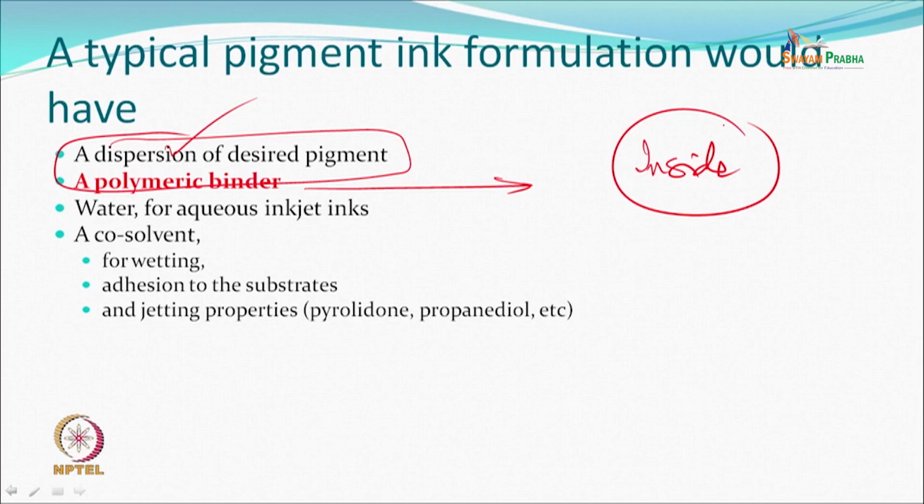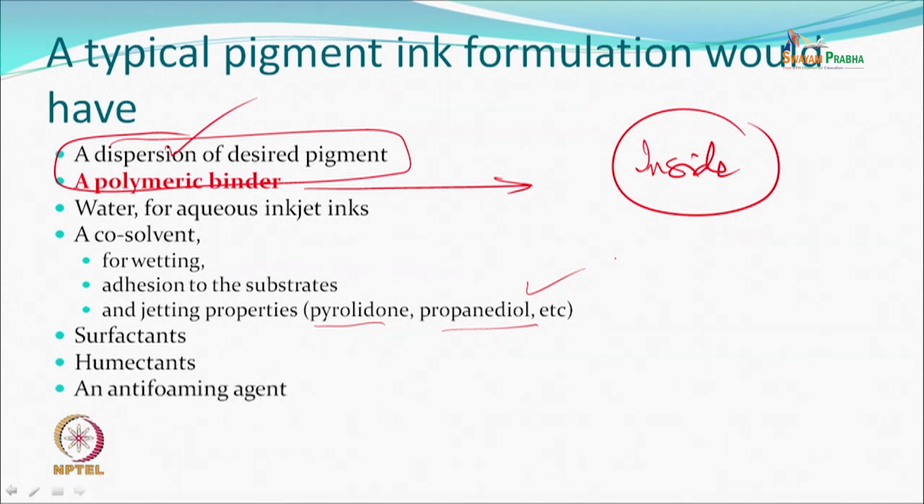Some of the compounds which can be used are pyrrolidones or propane diols, etc. Surfactant, which obviously modifies the surface tension, and humectants, because sometimes when we are drying, it should not become such that everything is too dry. So, a bit of moisture may be advisable, after drying particularly.